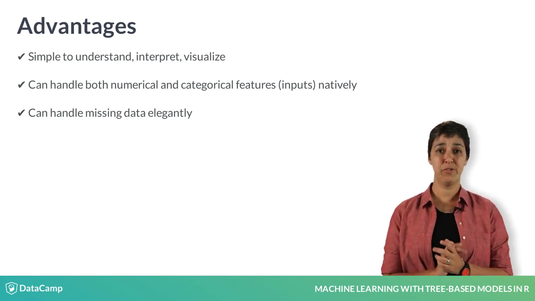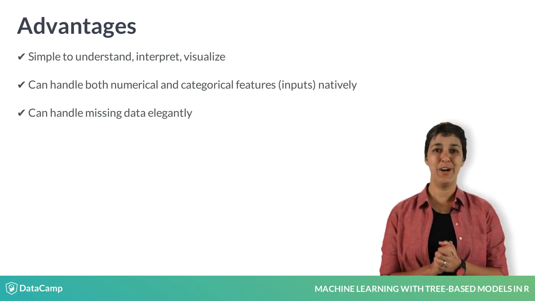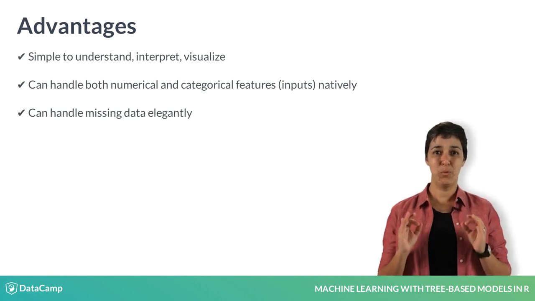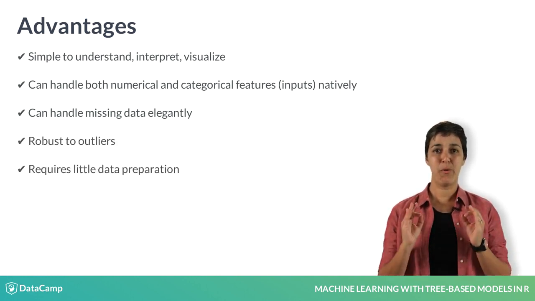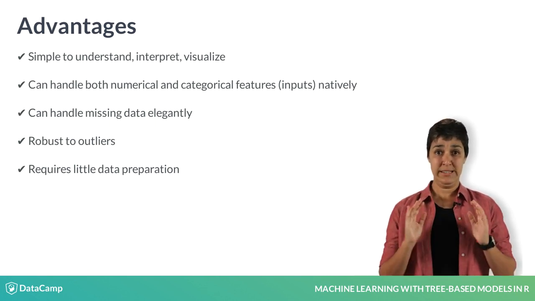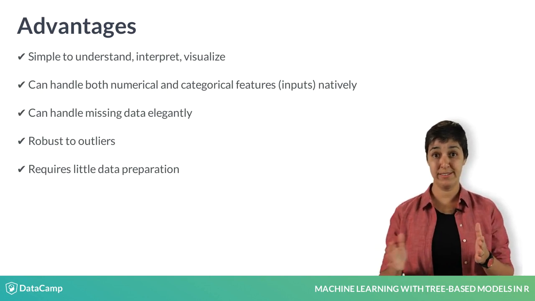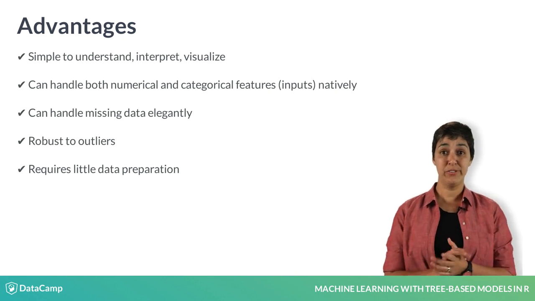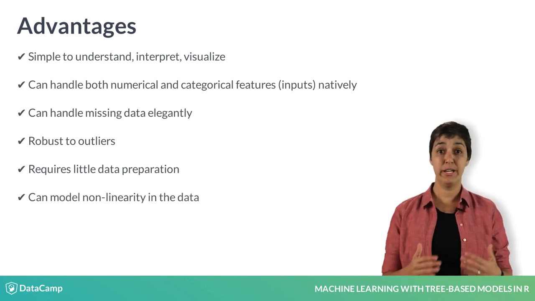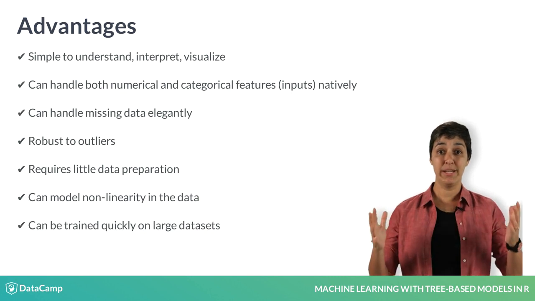Since no numeric transformations or categorical encodings are required, missing values can also be handled automatically. And since they are robust to outliers, trees require little to no data preparation. Decision trees recursively partition the feature space into subsets, which allows the decision boundaries to be more complex than a simple linear method. It is relatively fast to train a decision tree, so tree methods can handle big data sets.